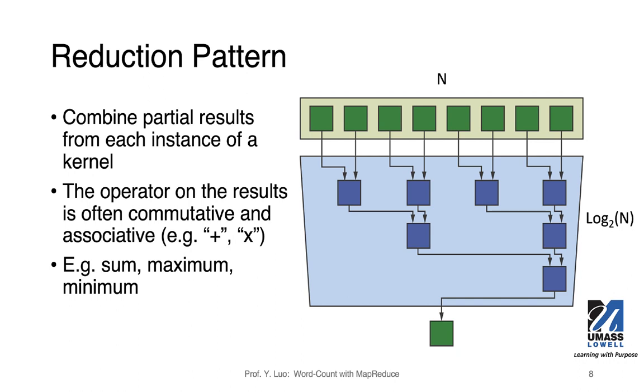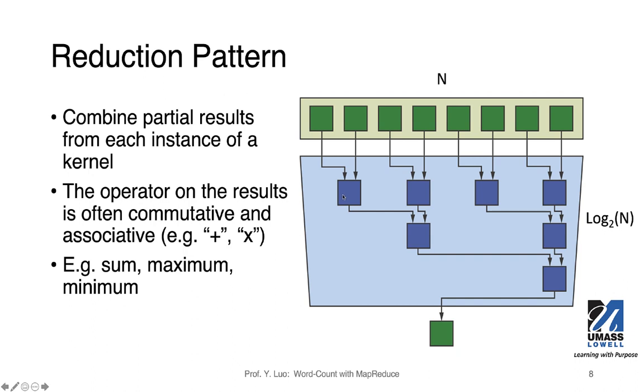So what we show here is a typical reduction pattern. As we explained earlier, the reduction phase is where the key value pairs will be merged, will be computed to generate the final result. So what will happen typically is that the reduction process will combine the partial results from each instance of a kernel, and the results will be operated on using some operator, typically addition, multiplication, maximum or minimum.